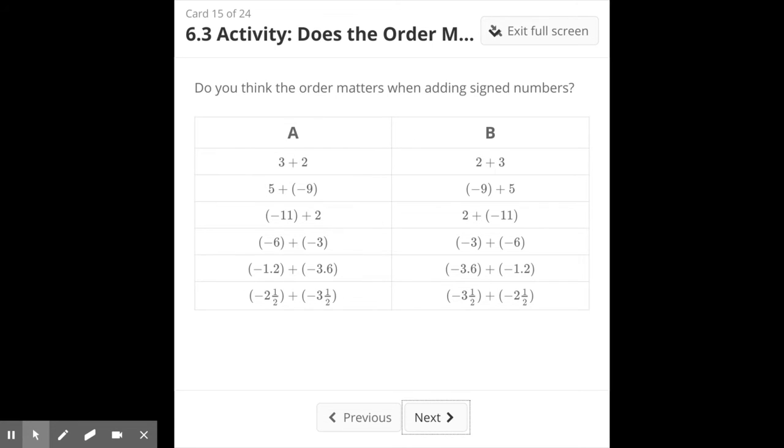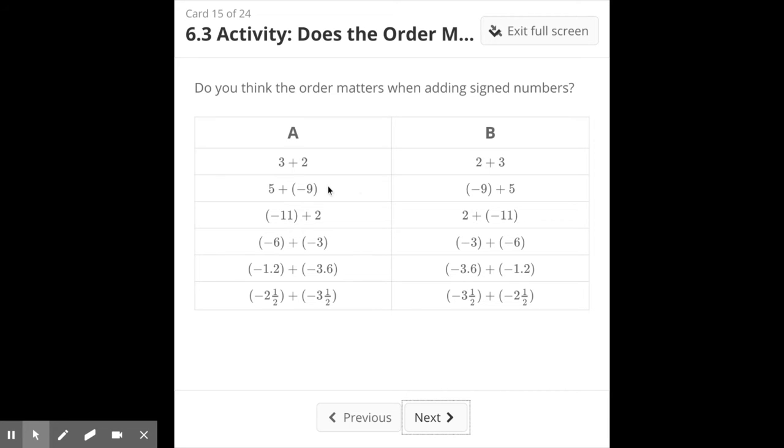And the first question I want to ask you is, do you think the order matters when adding signed numbers? All of these situations right here, we are with addition, right? So if we start out at A and we think about 3 plus 2, that equals 5. If we reverse the order over here in column B, 2 plus 3, that still equals 5.